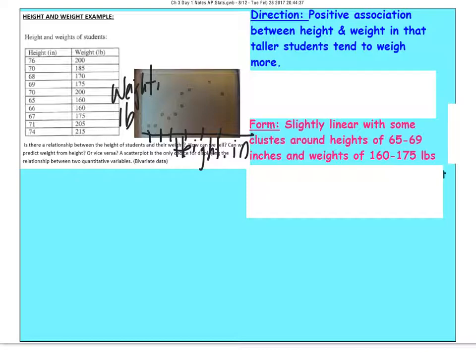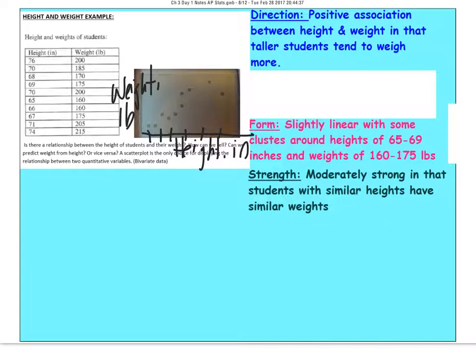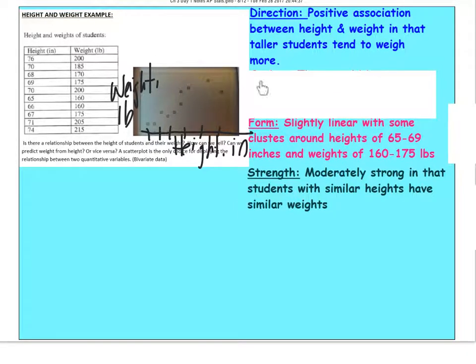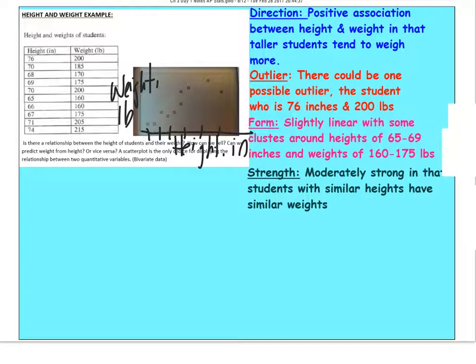Now the strength, I would say this is a somewhat strong linear relationship. So with that, moderately strong, in that students with similar heights have similar weights. We see kind of the proportion happening. Lastly, are there any obvious outliers? Maybe we would say that this fellow right here is an outlier. So with that, we could say that there could be one possible outlier, and that's the student at 76 and 200 pounds. Not necessarily sure, so if you didn't say one in this pattern, you would probably be okay. Again, it's possibly an outlier.